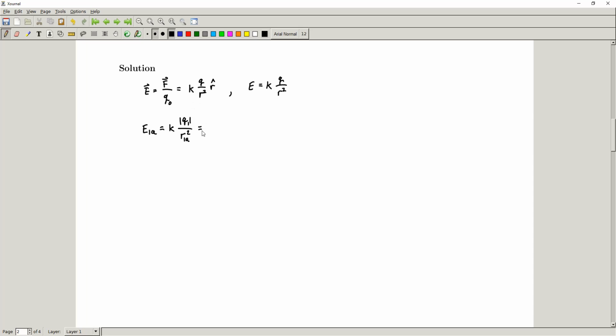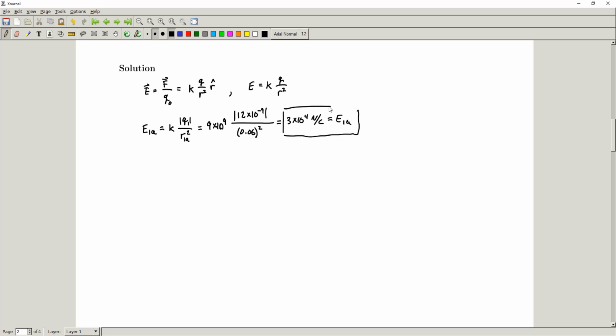And so we end up with, well, we can just substitute in numbers. We end up with 9 times 10 to the 9 for our k here. We're told that our charge is 12 times 10 to the minus 9, so 12 nanocoulombs. And our distance here, our r, is 6 centimeters, but we need it in terms of meters, so 0.06 squared. And if we do that calculation, we end up finding that this is going to be 3 times 10 to the 4 newtons per coulomb. Okay, and so this is E1A.